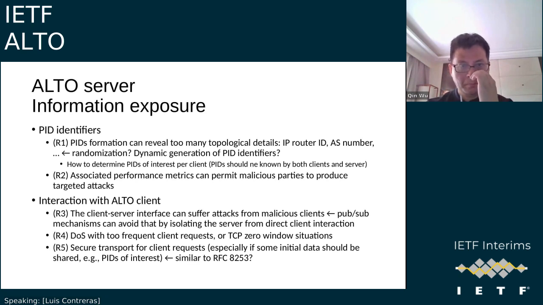Because we need to know what is the PID that the ALTO client is requesting, is interested in. The second case would be associated with performance metrics that can permit malicious parties to produce targeted attacks. So for instance, if we are revealing that we have an exceptional performance in a given link or path, maybe some attackers could try to do something in order to create problems in that path. So we need to protect that information, to obfuscate it so that it cannot be taken by malicious parties.